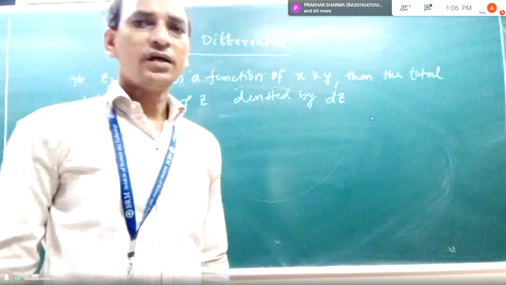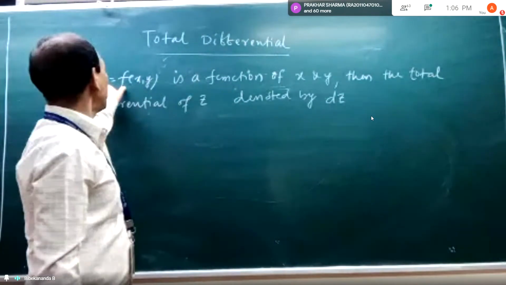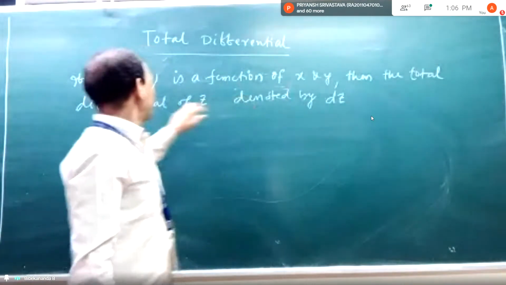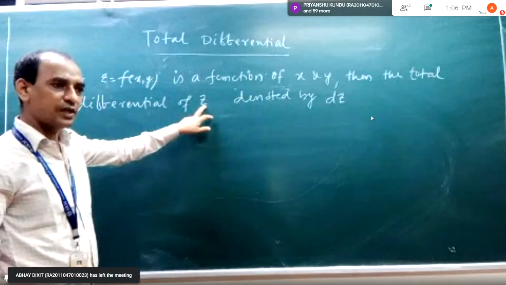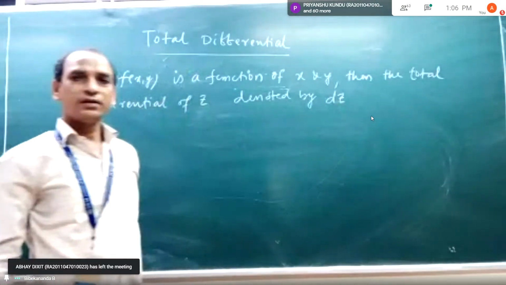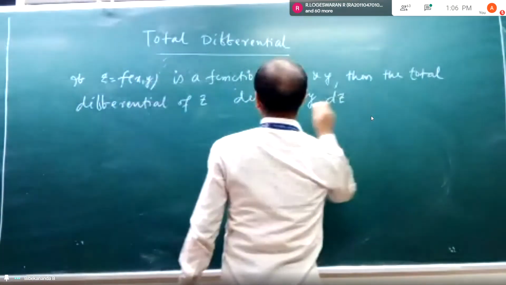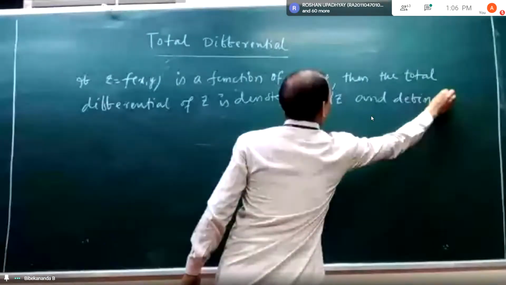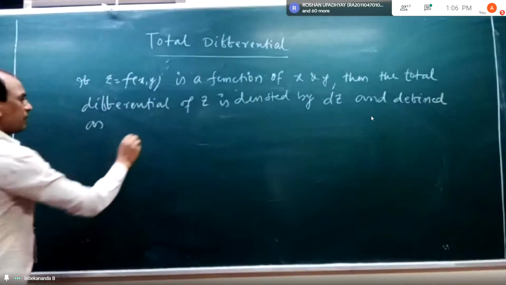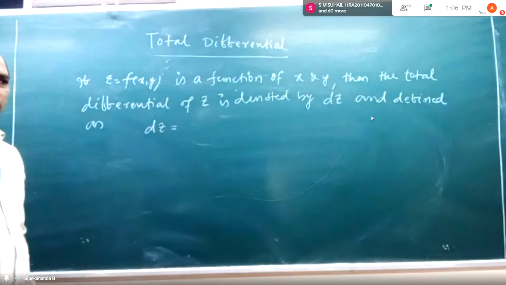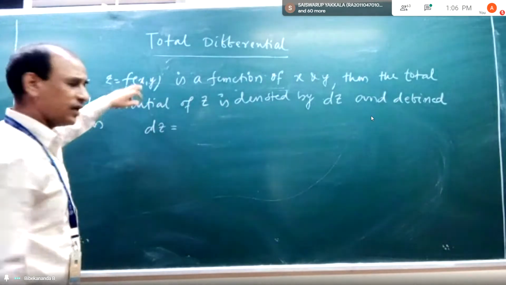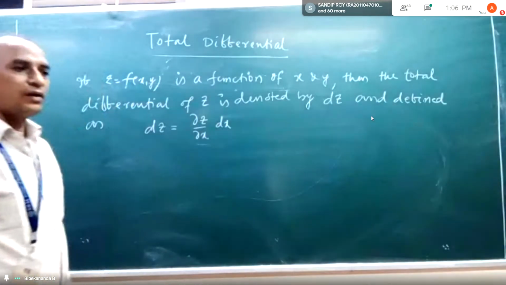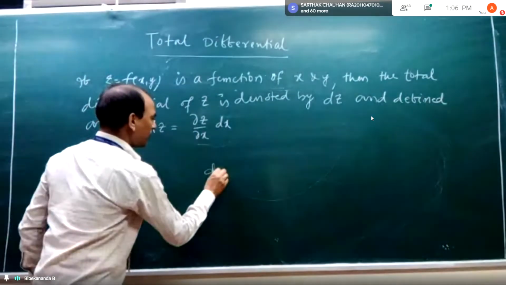So if z is a function of x and y, where x and y are independent variables, z is the dependent variable, then the total differential of the dependent variable z is denoted by dz and defined as dz equal to, since z is a function of x and y, the partial derivative of z with respect to x multiplied by the differential dx. Remember only dy by dx.